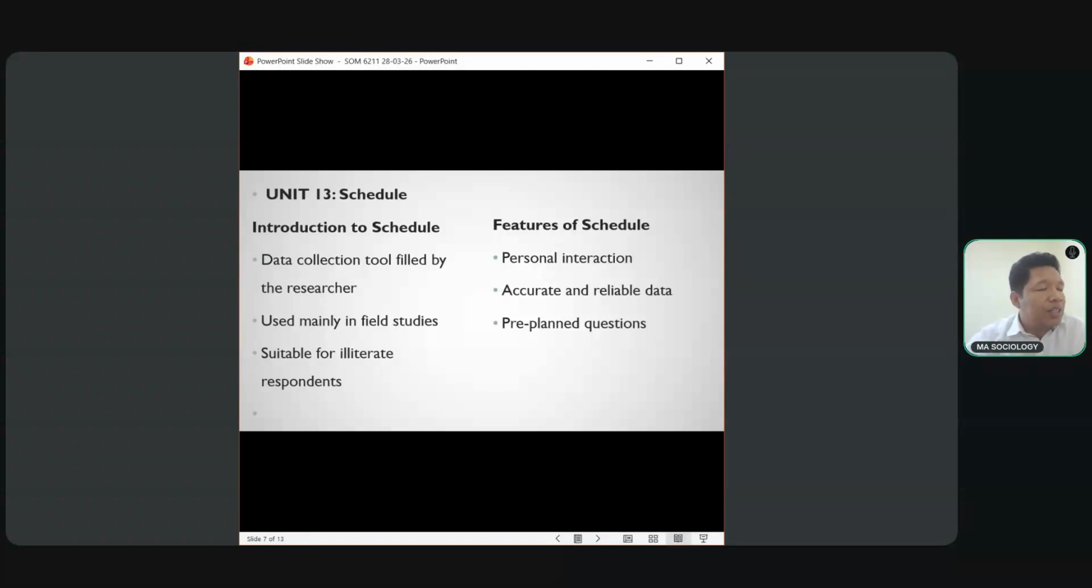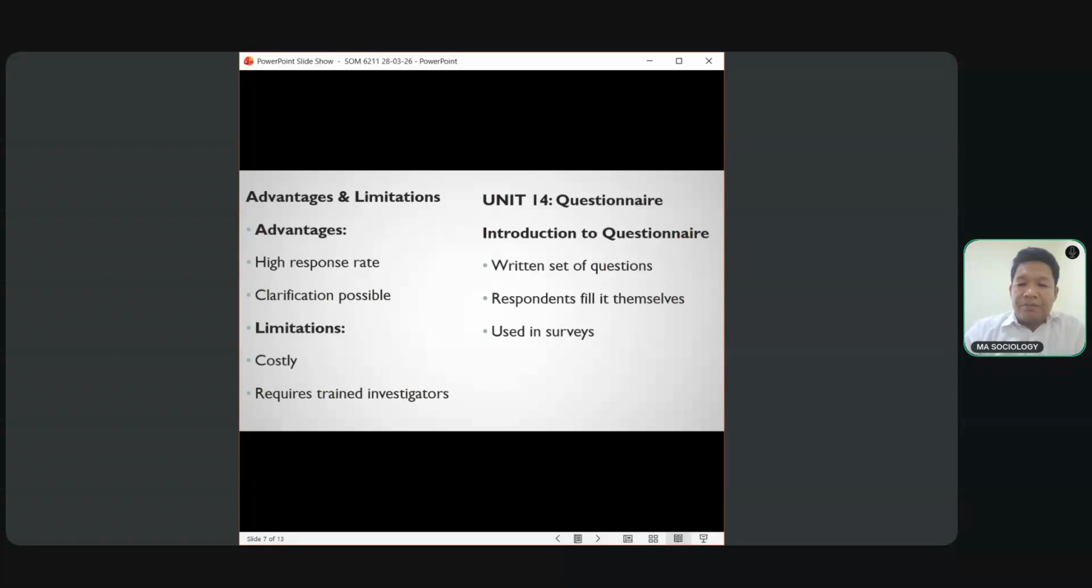Okay, so this schedule is more accurate and more reliable because it has a set of questions which is similarly given to each of the informants. Okay, advantages and limitations. The advantage is that it has a high response rate and clarifications are possible. However, it is costly and requires great investigators. Since this is a schedule, you need to frame very structured, very pre-planned questions while doing research. So it needs very trained investigators to do this kind of research.